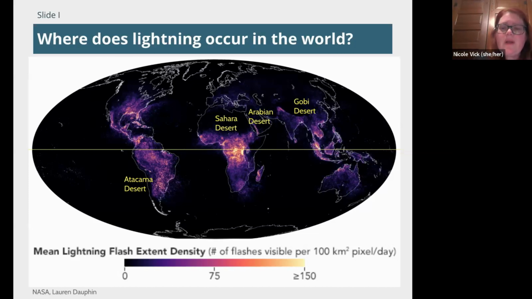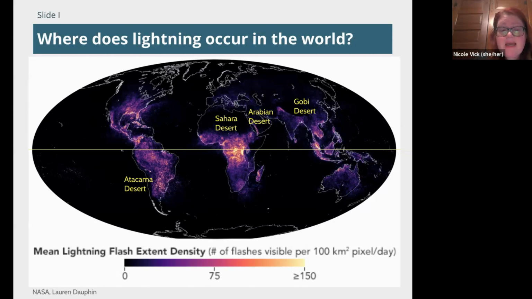Okay, so we're starting to get an idea of where lightning is and when it's happening most often during the year. So we're going to spend some time looking at other impacts, like what happens after the lightning strikes, now that we know when and where it tends to happen more often. So we're going to look at some data.